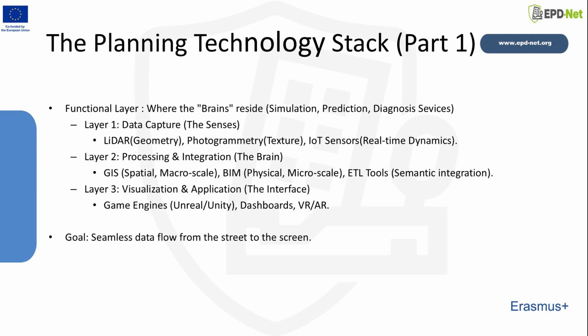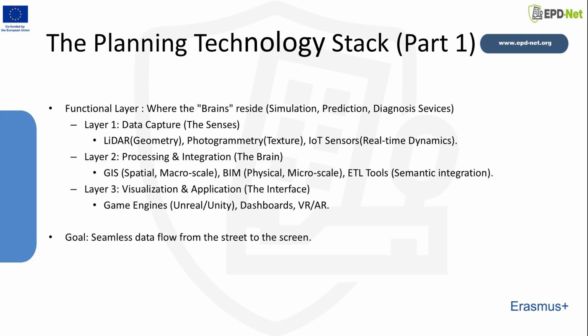We can visualize the technology ecosystem as a 3-layered stack, as shown in the GDTA model by Steindl et al. At the foundation, we have Layer 1, data capture. Think of this as the sensors of the city, the eyes and ears that collect raw information. In the middle, we have Layer 2, processing and integration. This is the brain. Here, we take raw data and make sense of it, fusing broad GIS maps with detailed BIM building models using ETL tools.